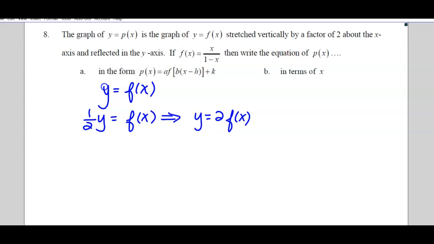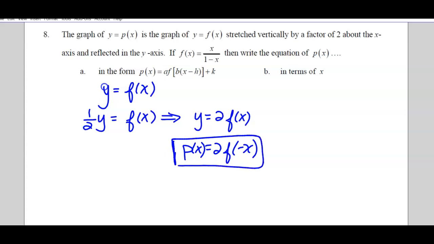Then we have to reflect in the y-axis, which changes the sign of x. If you've already done this, then that's your final answer. It's called p of x though, so I'm going to erase my y and rewrite it with p of x. This is like one that we did yesterday. You can go do the same steps through f of x to get your transformed function in terms of x, or use function notation.